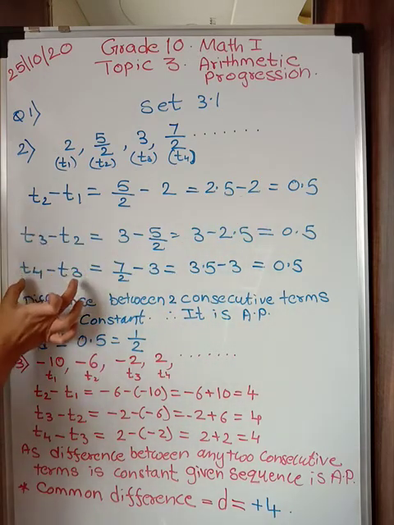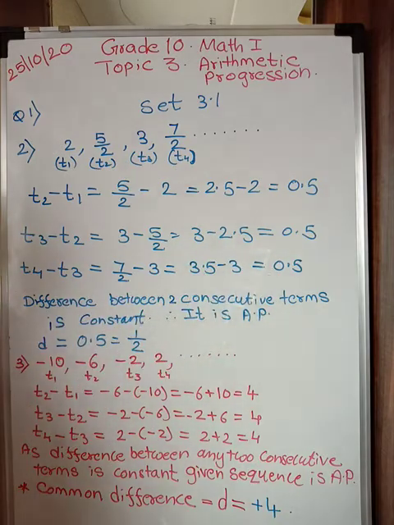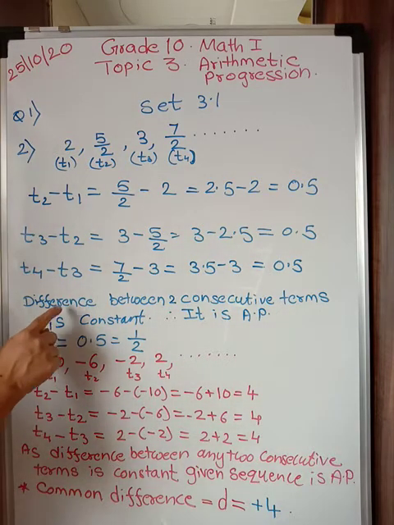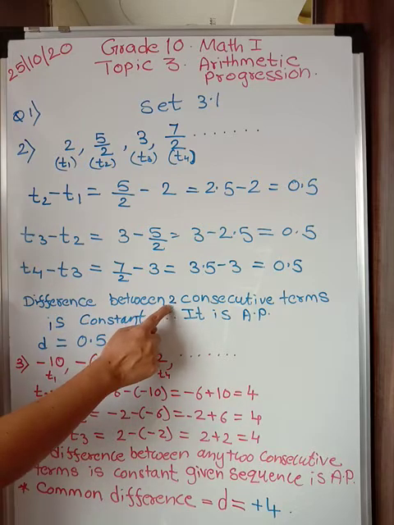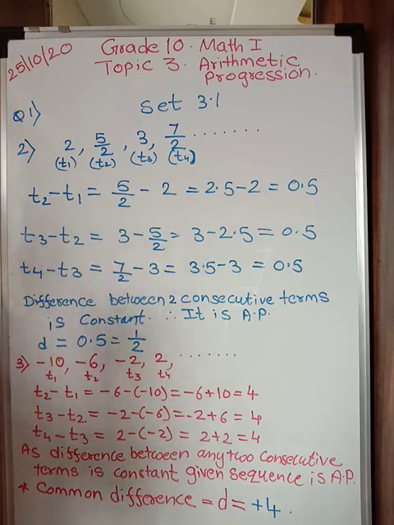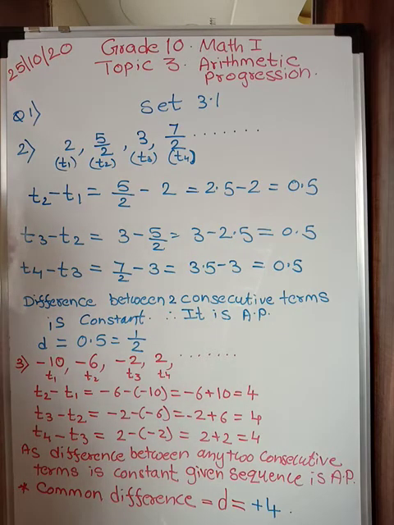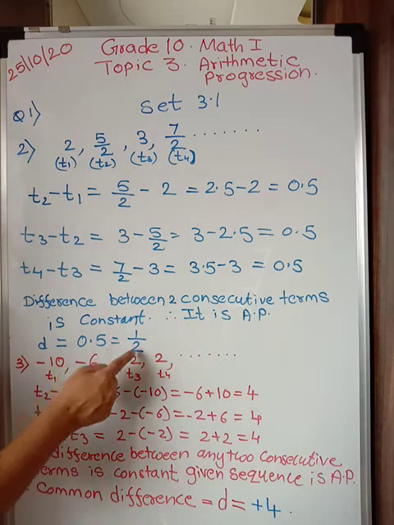Likewise, I have calculated all the differences between two consecutive terms, and everywhere I am getting a difference of 0.5, as we have done in the earlier video. And therefore, what I have written: the difference between any two consecutive terms is constant, and therefore this sequence is AP. What is the common difference? What we have got over here is the common difference, that is 0.5, which is half, that is 1 by 2.